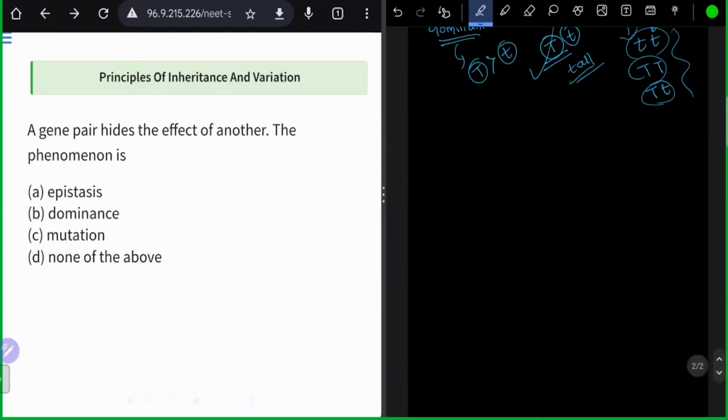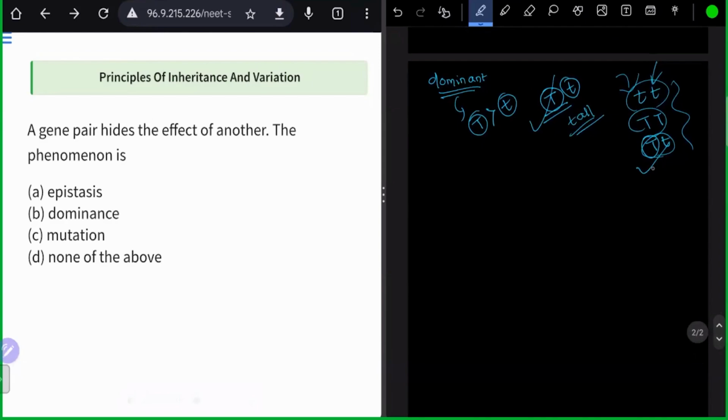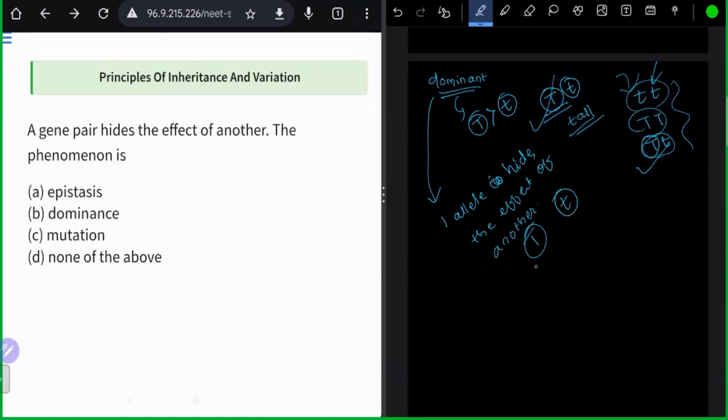What is the interaction? Here, as capital T is dominant over small t, the character expressed is in favor of capital T, because capital T is dominant. So here you can say that the answer will be dominance. In case of dominance, one allele hides the effect of another, right? In case of capital T and small t, capital T hides the effect of dwarfness or small t, so it is the case of dominance.